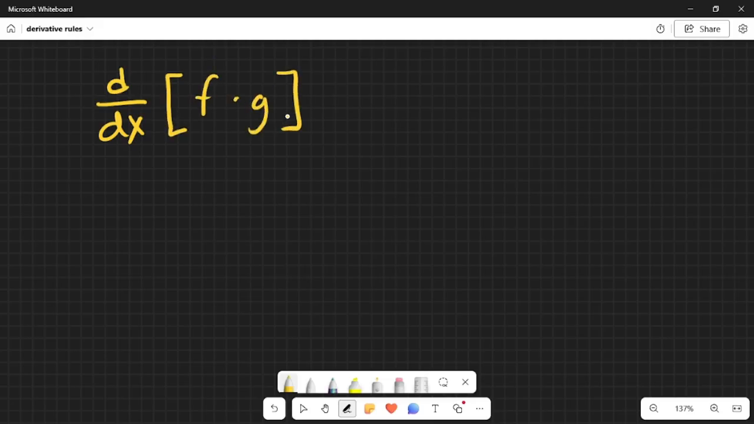And now for our product rule. It states that if you have a function f times g, then the formula you're going to use is the derivative of f multiplied by g plus f multiplied by the derivative of g. How do you know if you need to use the product rule? You need to use the product rule if you have two functions that are multiplied together.